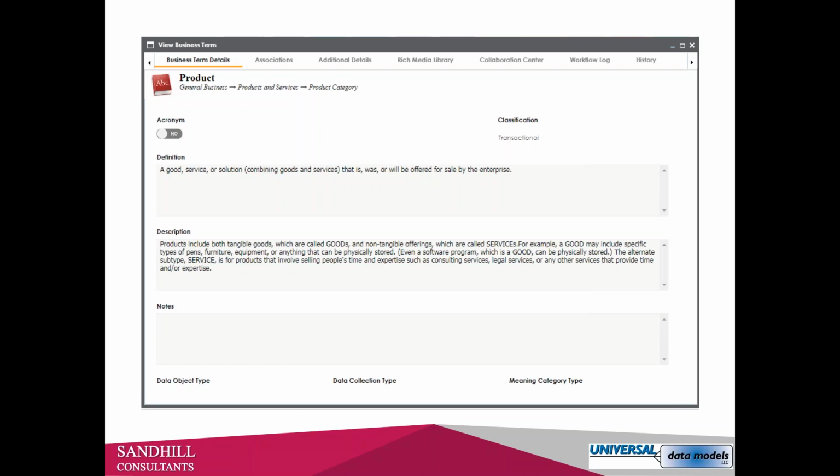Solution combines goods and services that is, was, or will be offered for sale by the enterprise. This is where we want to be very precise and very concise about what a product is. Now, there's additional information that will augment this and provide more context, and that can be captured in the description area. So any additional information that supports the definition can be included in the description area.